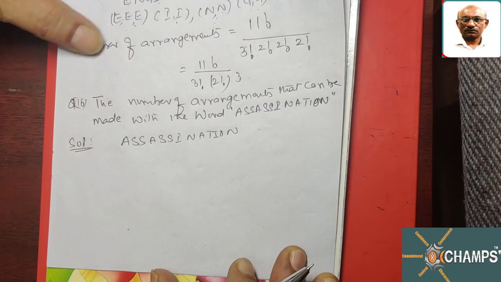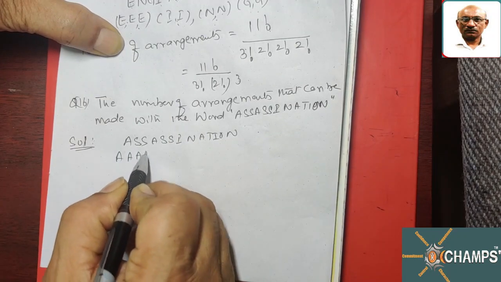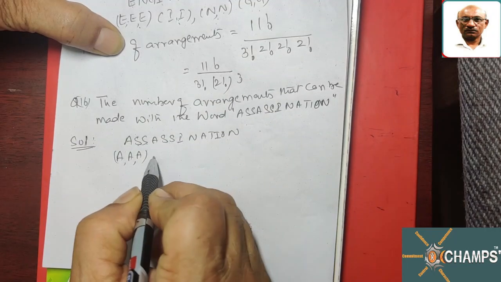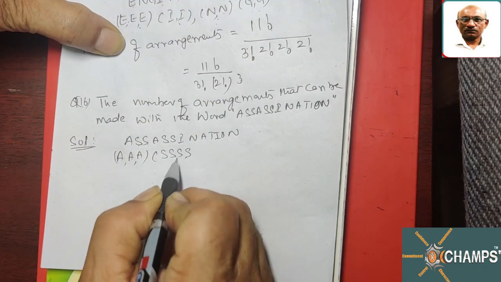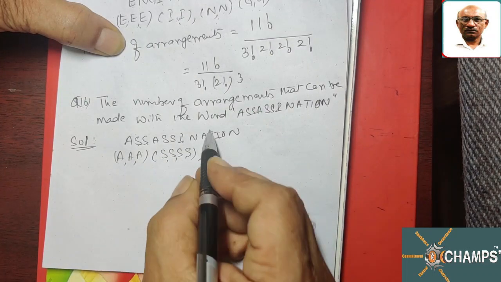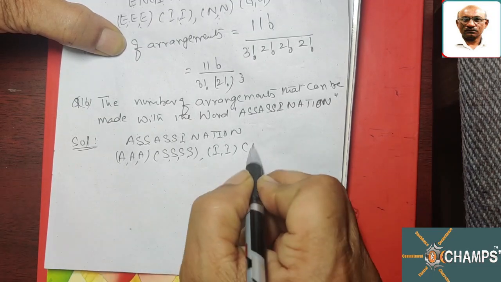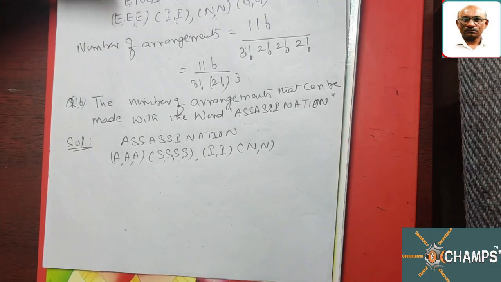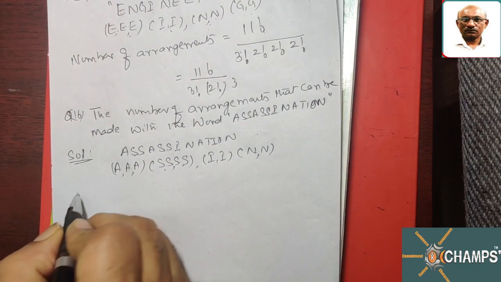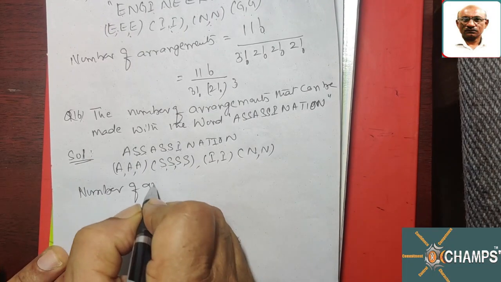In the word assassination, A is repeated 3 times. So all the 3 A's in one bracket. S is repeated 4 times, 4 S's in one bracket. I is repeated 2 times, 2 I's in one bracket. N is repeated 2 times. All these 2 N's are in one bracket. Next. Number of arrangements is equal to.